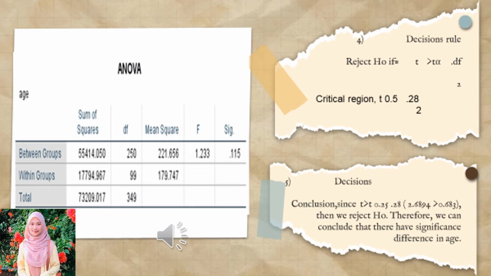Since t alpha is 0.25.28, and 2.6894 is bigger than 0.683, then we reject H0. Therefore, we can conclude that there is a significant difference in age.